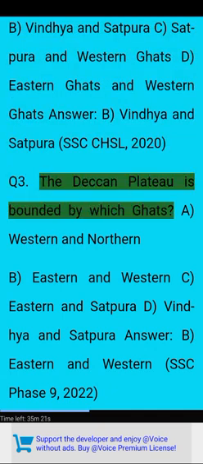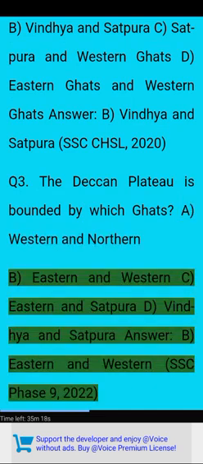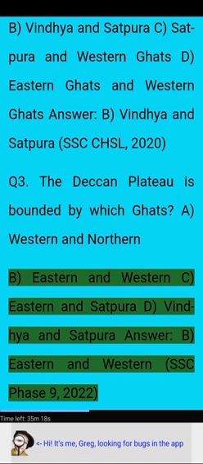Q3. The Deccan Plateau is bounded by which Ghats? A. Western and Northern. B. Eastern and Western. C. Eastern and Satpura. D. Vindhya and Satpura. Answer: B. Eastern and Western. SSC Phase 9, 2022.